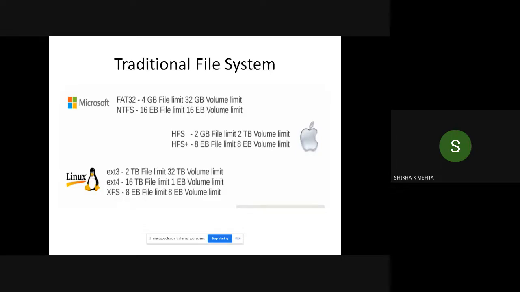So what do you know about these traditional file systems? Can anybody tell me? You all have studied the operating systems course, and in that course you must have studied about the file system.